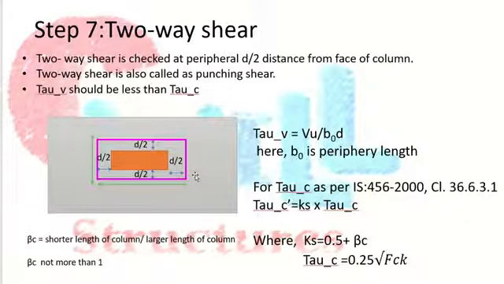So what is tau C dash here? It is Ks multiplied by tau C, where Ks is 0.5 plus beta C. What is beta C? It is the ratio of the shorter dimension to the longer dimension of the column. So your beta C depends on the size of the column. It should not be more than 1, because if my column is square, then beta C will be 1. The value of tau C is 0.25 times the square root of fck, and we can compare the relation: tau E should be less than tau C.